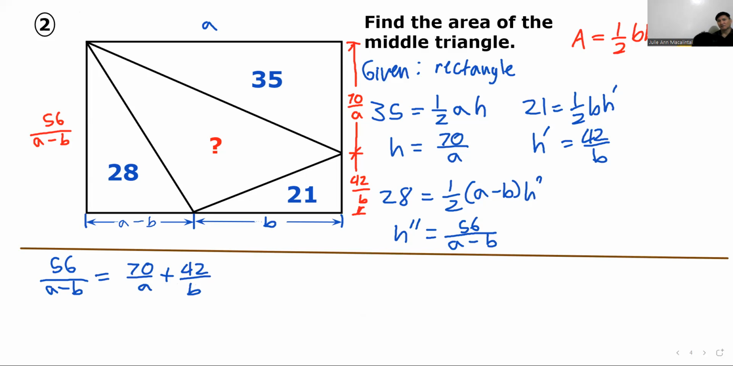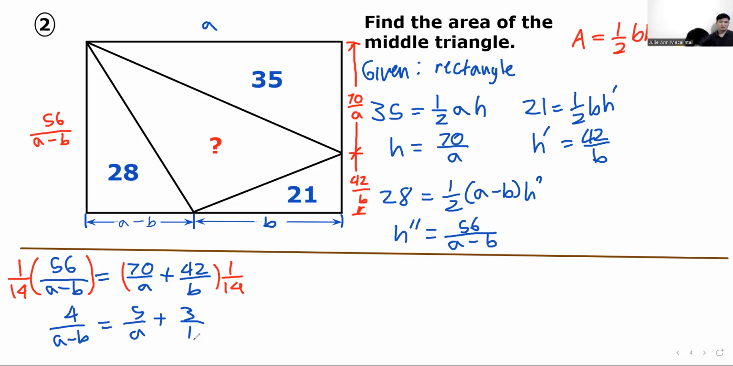Opposite sides of a rectangle are congruent or have equal measurements. So we can factor this, just make it smaller because big numbers are hard to deal with. If we square them, it will be hard to deal with. So the factor is 14, so multiply by 1 over 14 both sides. So 4 over a minus b is equal to 5 over a plus 3 over b.